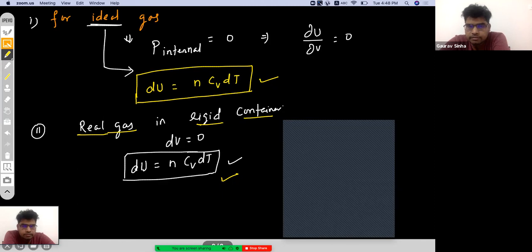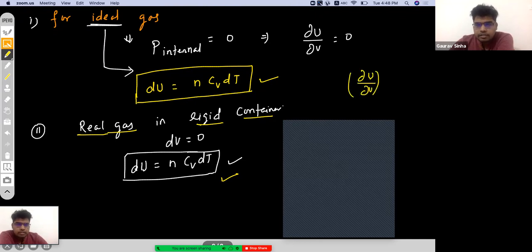What denominator? No. You see, the term is this. The second term is this. Dou U by dou V at constant temperature into dV. This you cannot put as zero because this is a different term. It is the change in volume, obviously, but it is the change in internal energy with respect to volume. dV will be substituted over here. And hence it is zero. Correct? Okay.